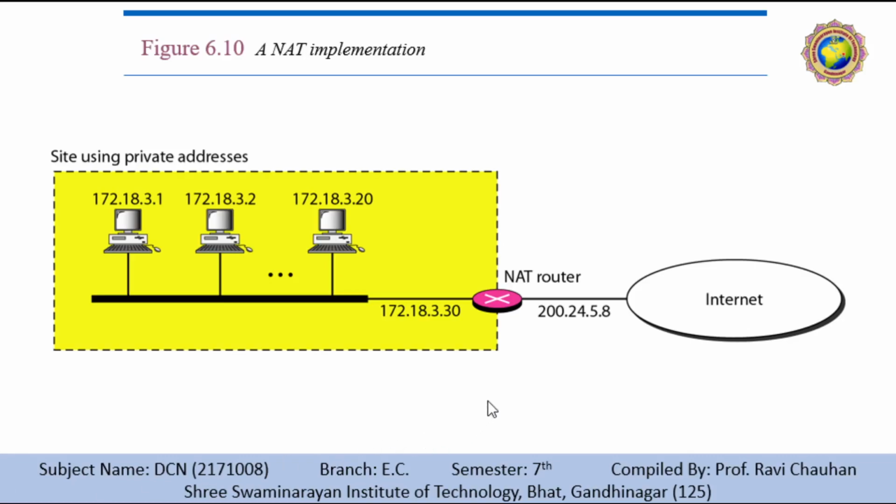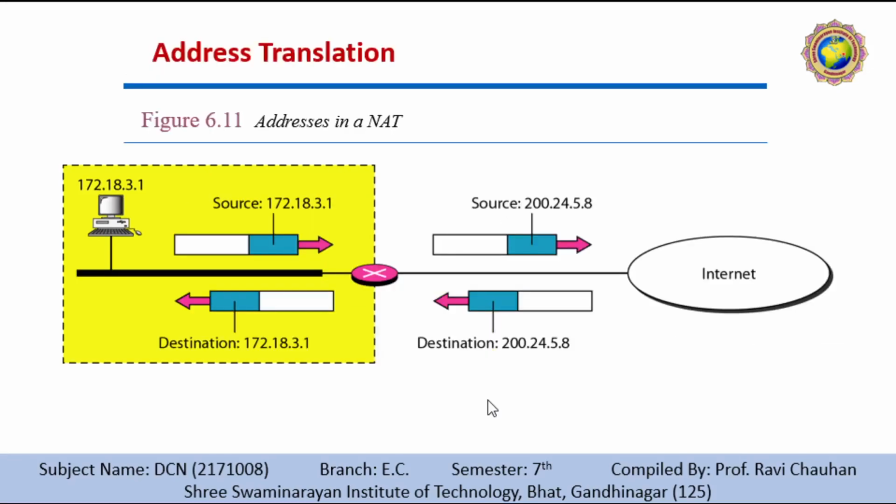So how can we translate our address? Let's see with the help of an example and figure. So it is our address translation figure. All the outgoing packets go through the NAT router, which replaces the source address in the packet with the global NAT address. All the incoming packets also pass through the NAT router, which replaces the destination address in the packet, which is the router's global address, with the appropriate private address. This figure shows an example of address translation.